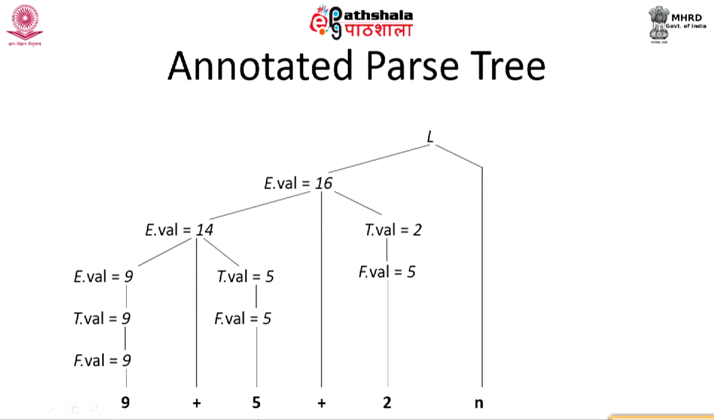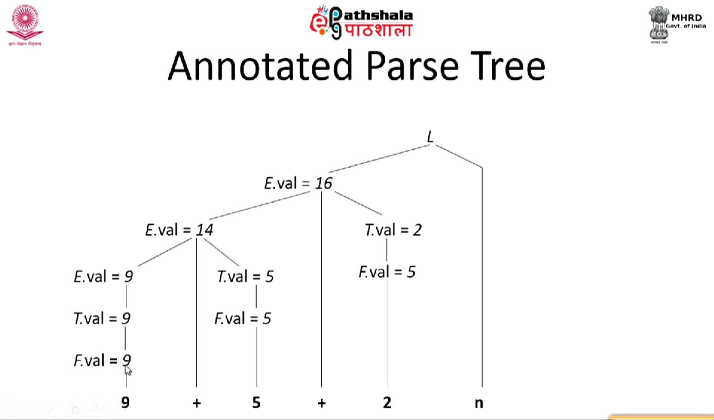For example, if I have an expression 9 plus 5 plus 2 n, I will have the derivation tree being constructed, and we know how the derivation tree will look. L produces E followed by n, then E will produce E plus T, then this E will produce again E plus T, this E will be T, this T will be F, similarly this T will also be F, similarly this T will also be F. So I have got the expression mapped onto my derivation tree. Without the values, this will be the parse tree that we have already seen.